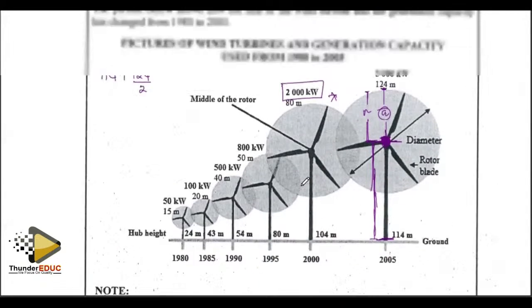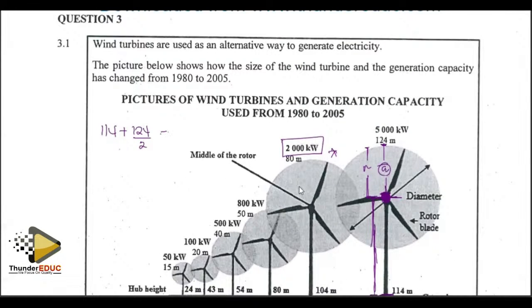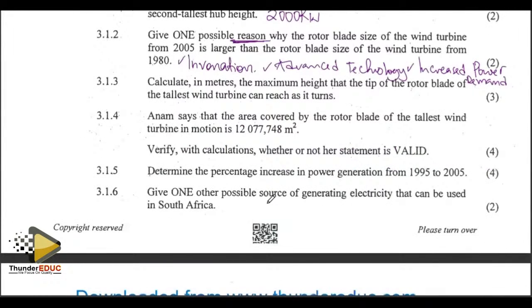And the answer becomes, the maximum height. So we are saying 114, that's the height from bottom to the center, plus 140 divided by 2. Why do we divide by 2? We're looking for the radius. And the final answer becomes 170. These are meters. All right.